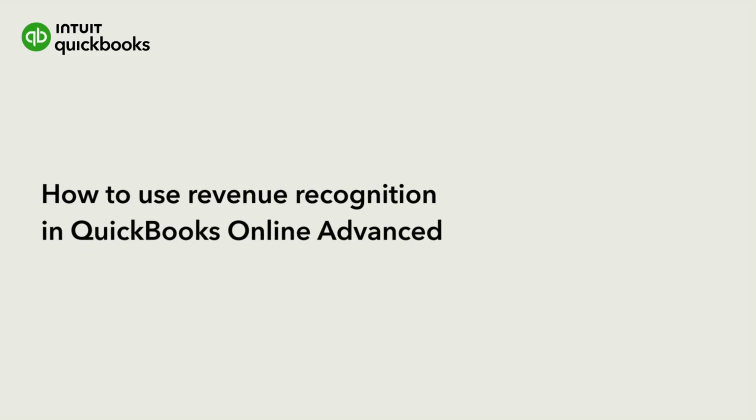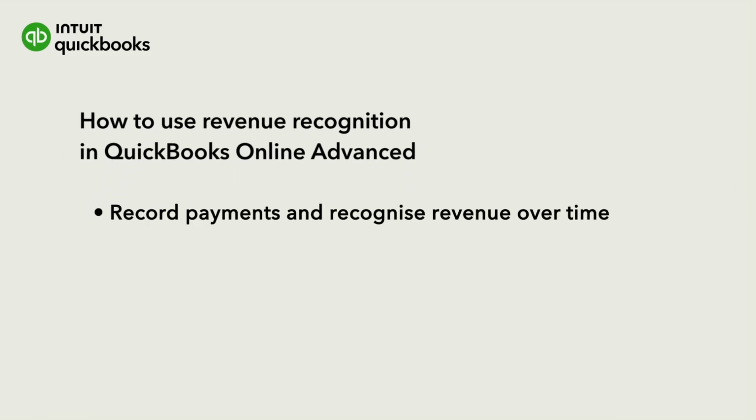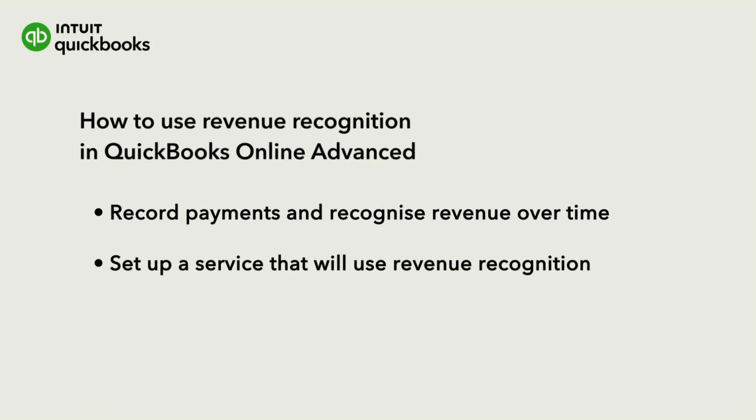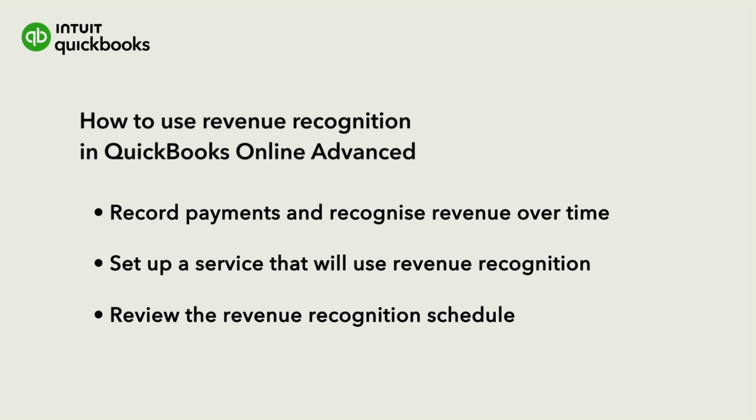With QuickBooks Online Advanced, you can record a payment from a customer for services you'll deliver in the future, and then recognize the revenue over time. Let's go over how to set up a service you'll invoice once and recognize the revenue for each month or day. Then, invoice the customer for the service and review the revenue recognition schedule.